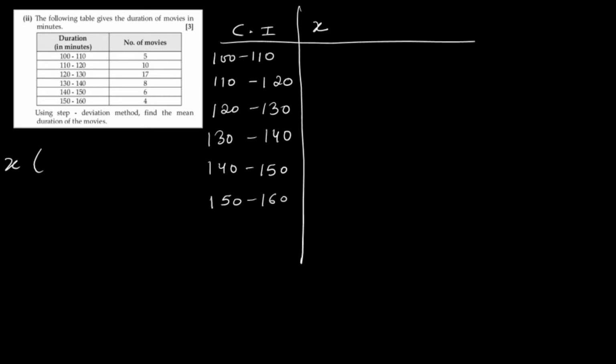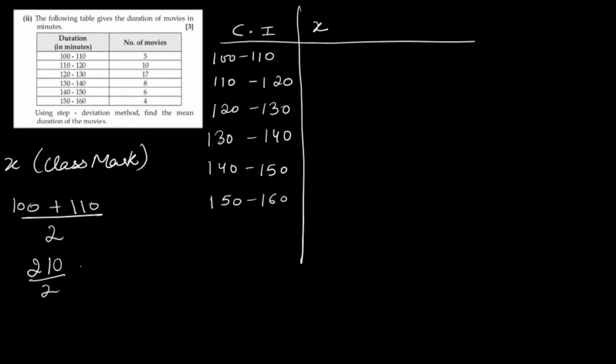So x is what? x is the class mark: upper limit plus lower limit divided by 2. The first ones are all lower limits. So lower limit plus upper limit divided by 2. If we add, what we will get? 210 by 2, it is equal to 105.